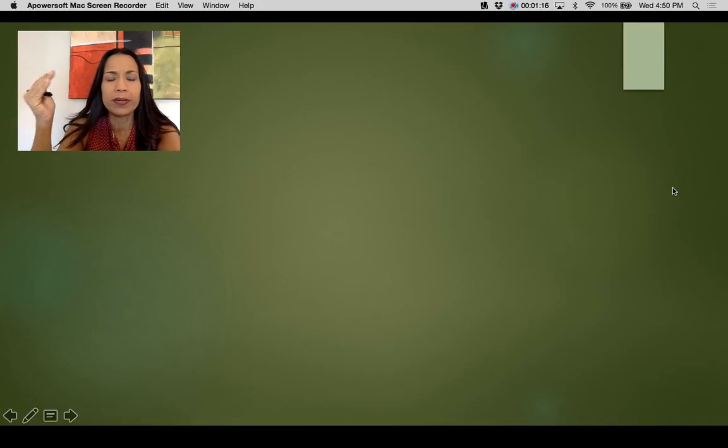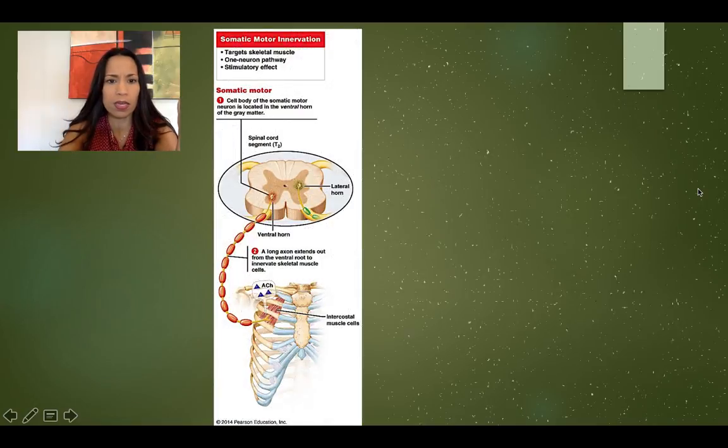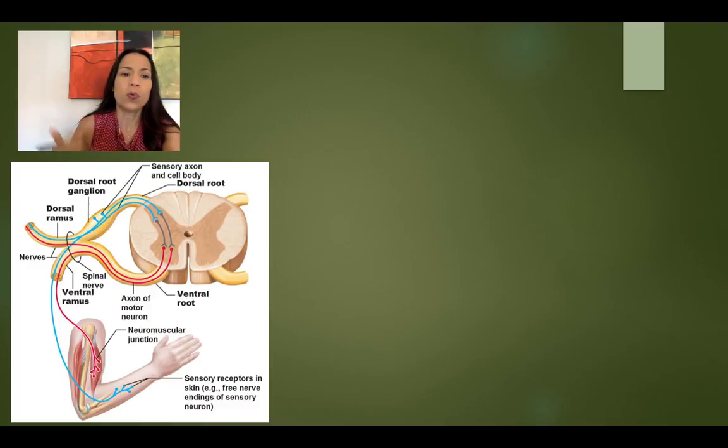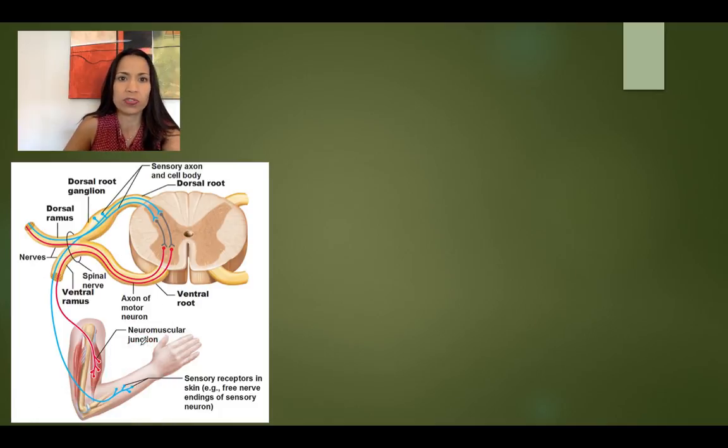Okay, let's compare the two systems, the somatic division of the peripheral nervous system and the visceral division of the peripheral nervous system, which is the autonomic nervous system. Got it? Okay, I know you're familiar with this because you just studied this. So in here, remember, this is how the somatic nervous system works.